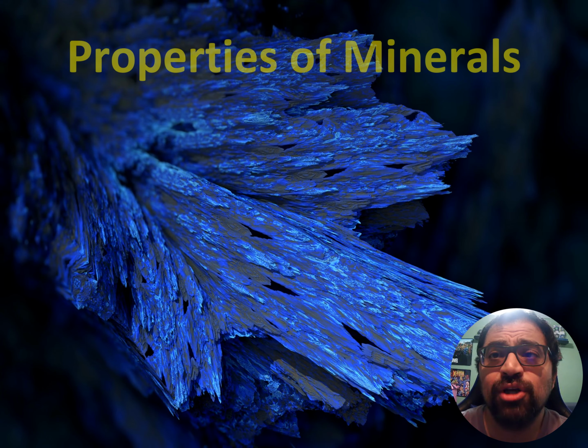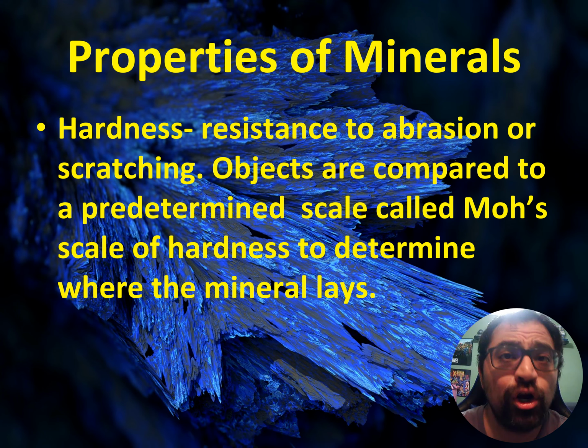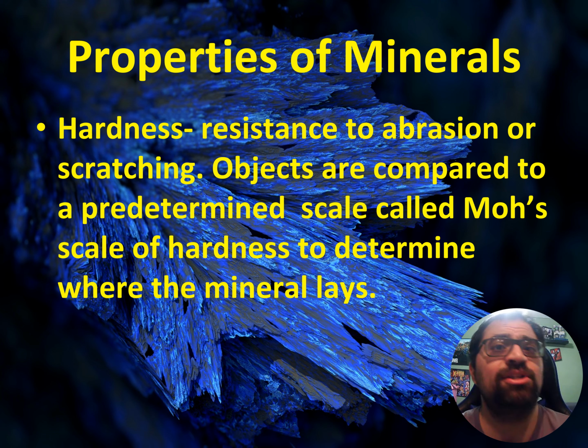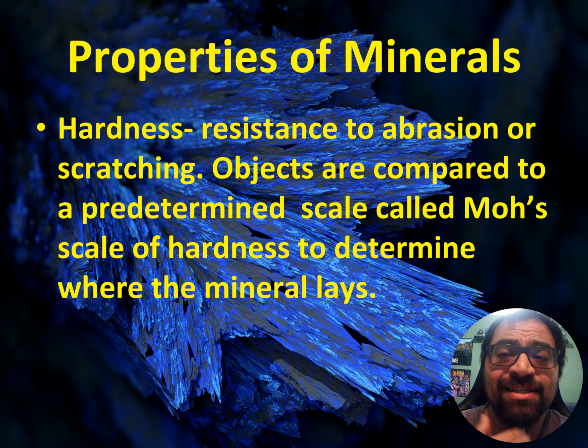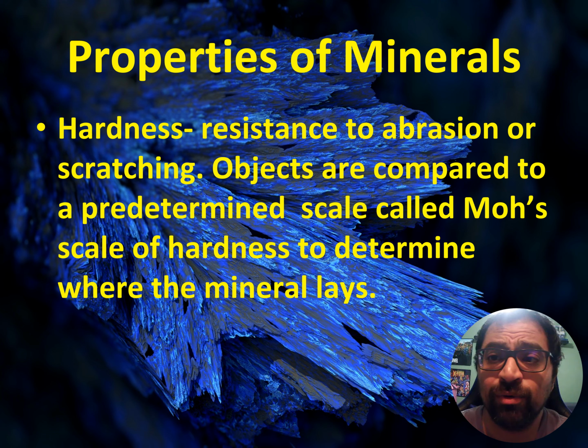The next property we're going to talk about is what we refer to as hardness. Hardness is an object's resistance to abrasion or scratching. What does that mean? It's basically how difficult it is to put a mark in something, to scratch it. What we have is a scale that was created many years ago called the Mohs scale of hardness. We take a mineral and see how different minerals on this scale that have a predetermined hardness do, do they scratch it, or does the mineral in question scratch them?